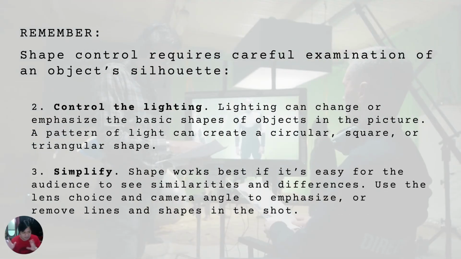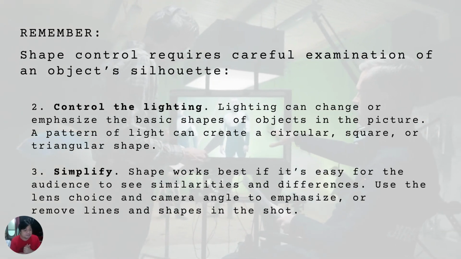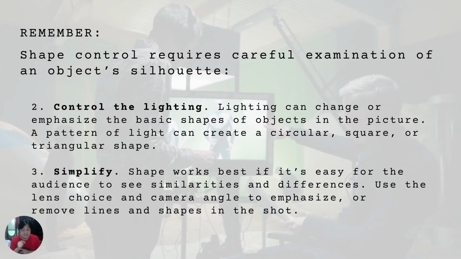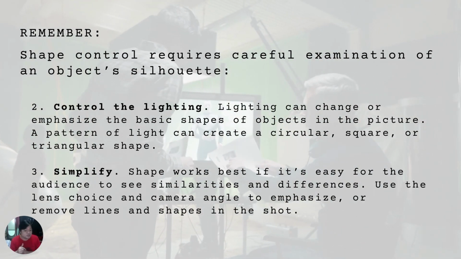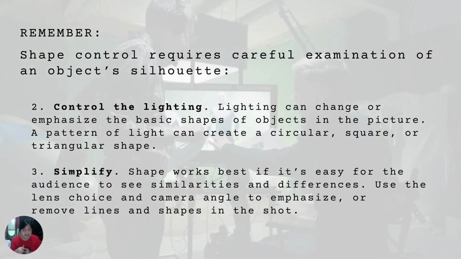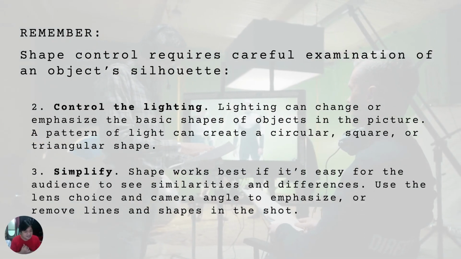Now, third, you have to simplify. Shape works best if it's easy for the audience to see similarities and differences. Use lens choices and camera angles to emphasize or remove lines and shapes in the shot. Okay? You have to simplify. Okay? And you have to be consistent.